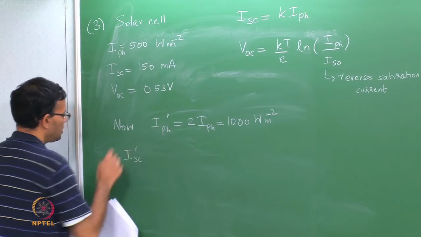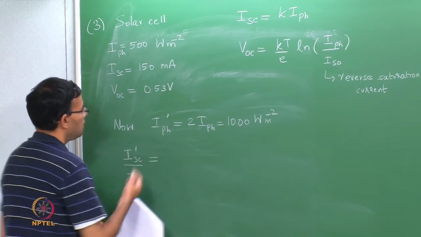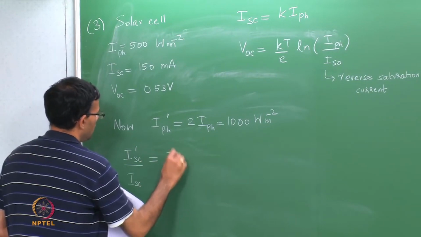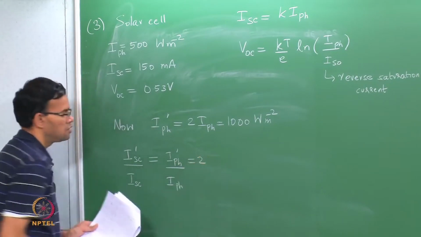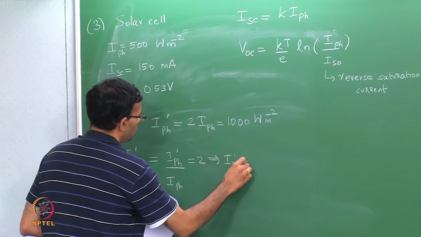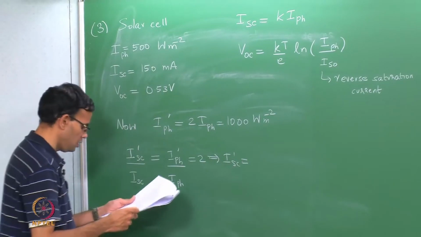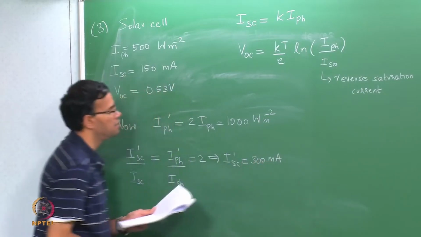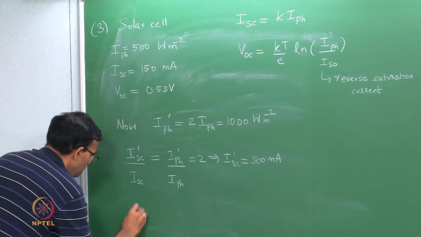So, I am going to write it as ISC prime divided by the original ISC, it is nothing but IPH prime by IPH, which is equal to 2. Therefore, the new short circuit current is essentially the double of the original short circuit current. So, this is nothing but 300 milliamperes.